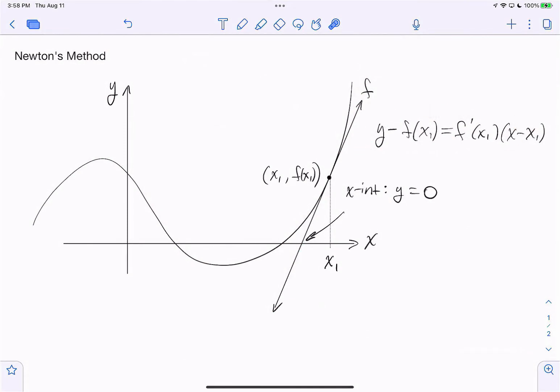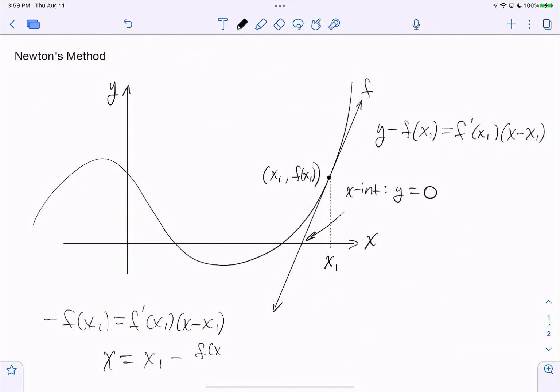That won't be the answer to what the function's x-intercept is, but it's a step closer than I was with my initial x1. Where does x1 come from, by the way? Well, it's an initial guess, but we'll get to that later. If I let y equal 0, then I have negative f of x1 is equal to f prime of x1 times x minus x1. And dividing and adding will give me that x is equal to x1 minus f of x1 divided by f prime of x1, provided f prime of x1 itself is not 0.